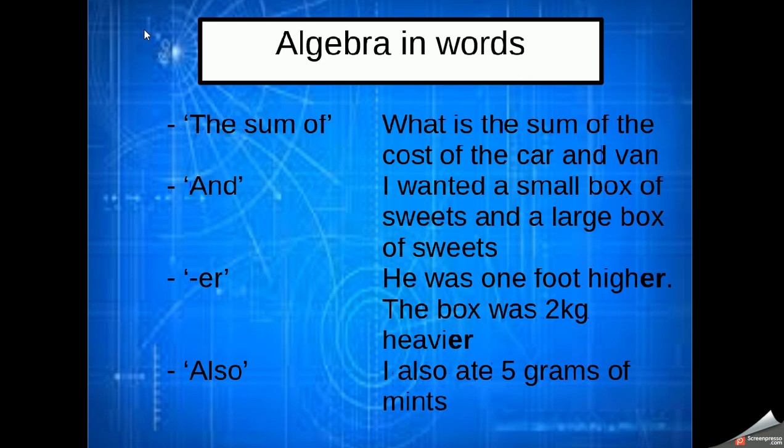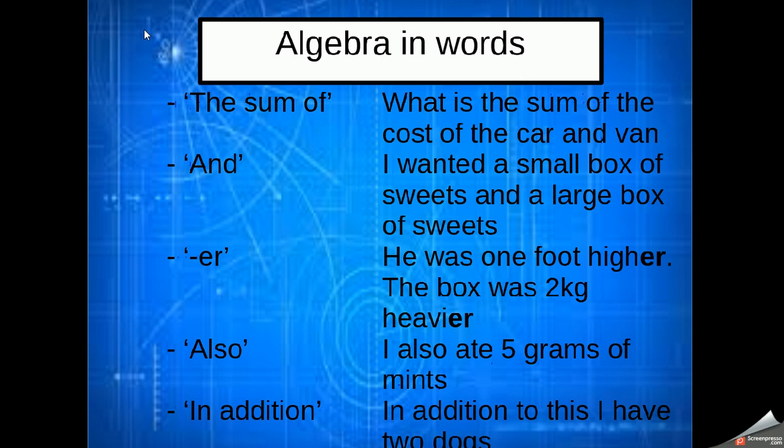One last one then is also. So also can represent adding in algebra. So I ate 6 grams of mint and also ate 5 grams of mint. That also means add. So it's 6 add 5, giving you the result. So you can see how these are worded paragraphs and yet certain words in them represent adding.